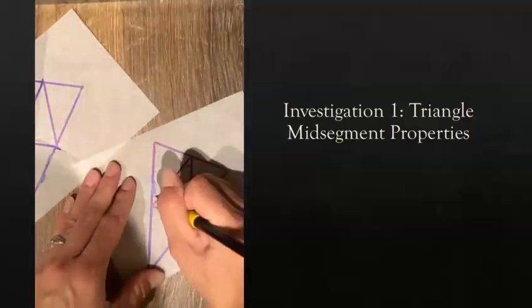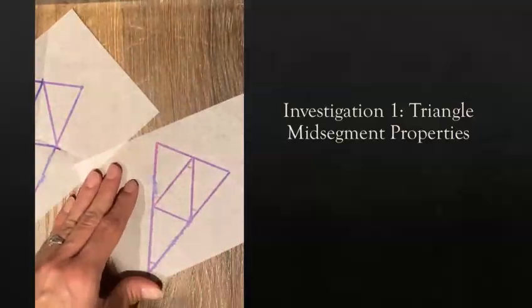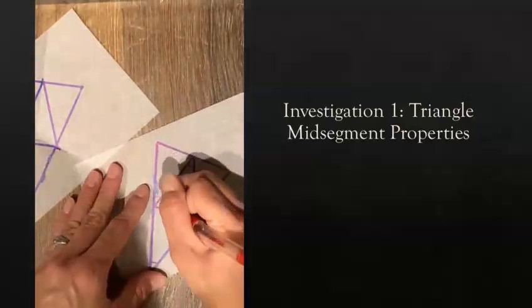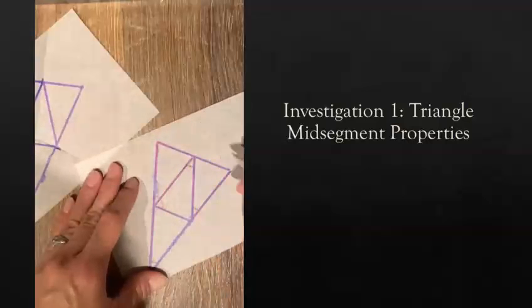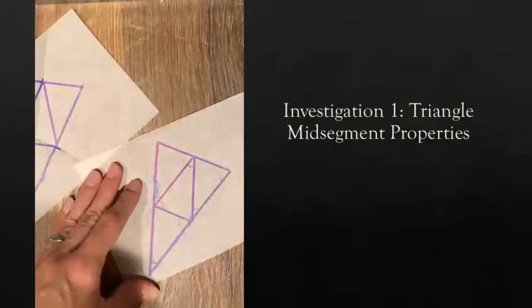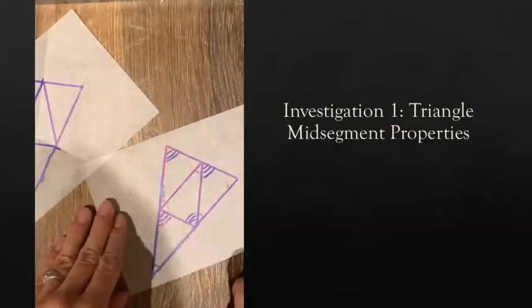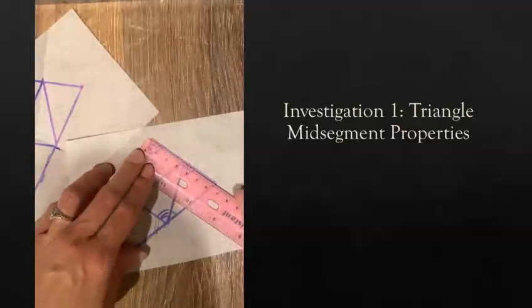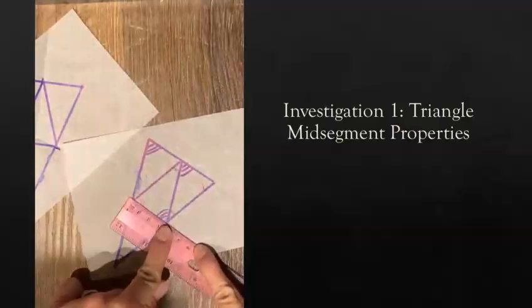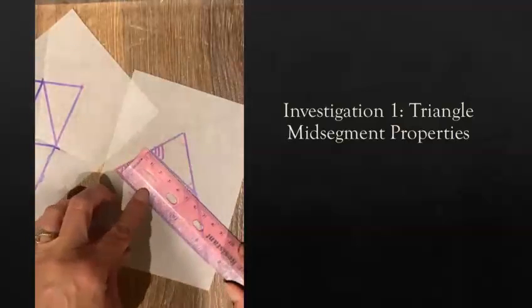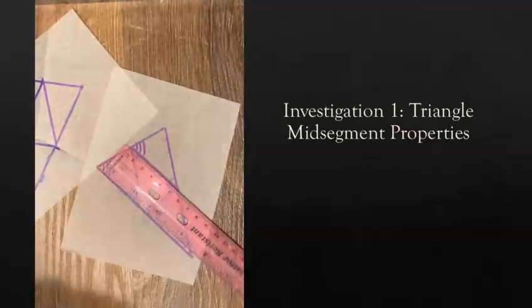So now I'm going to mark congruent angles. We have that top angle, and we have one side, and then we have the third side. I'm going to measure. So a little over 10, slightly over 5. That first one was a little over 6 and slightly over 3. In other words, you should be finding that that midsegment is half of what the third side is.